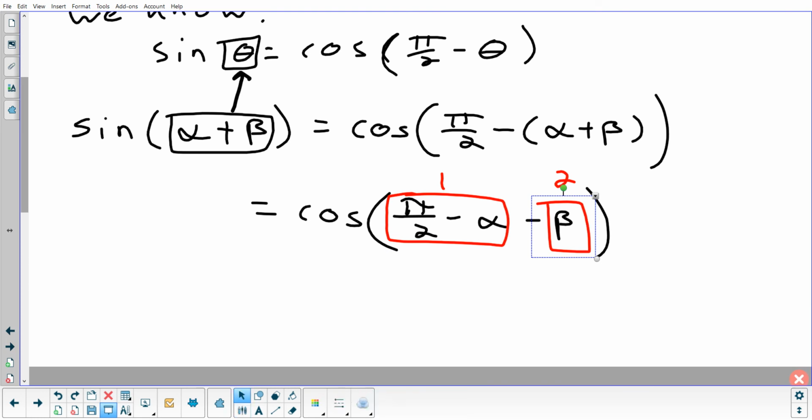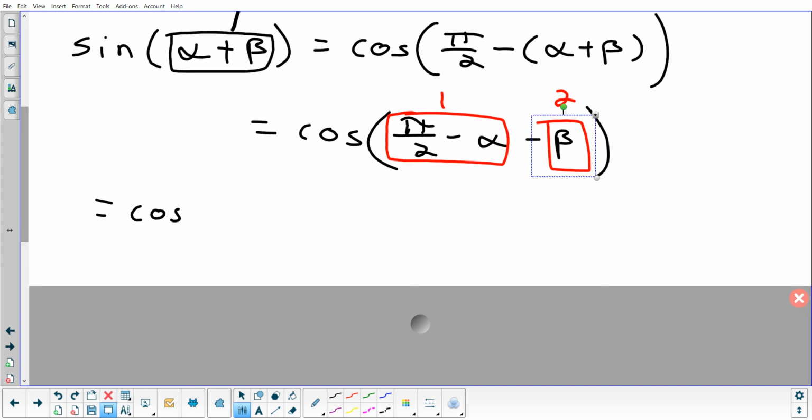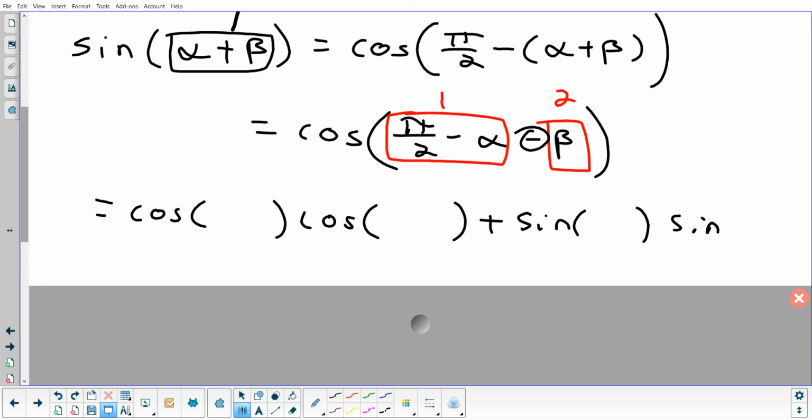Okay. So what's my formula for cosine of a difference? How does that start out? Cosine on the argument, cosine in the argument. So we're going to have, I'll leave enough space here, cosine, cosine. And what comes after the two cosines? Plus sign. Plus, you always do the opposite of whatever's between the two angles. And then what comes after it? Sine and then sine. Sine and sine.